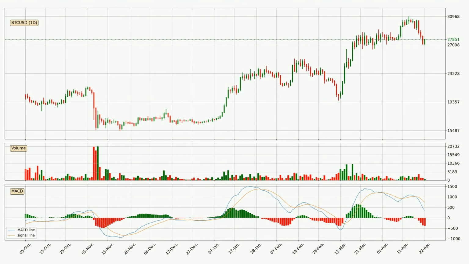Moving to the daily MACD, the MACD line is below the signal line, which shows that the current trend is on the downside. The MACD histogram shows that the momentum is currently strong and it could be expected for the price to go further to the downside.